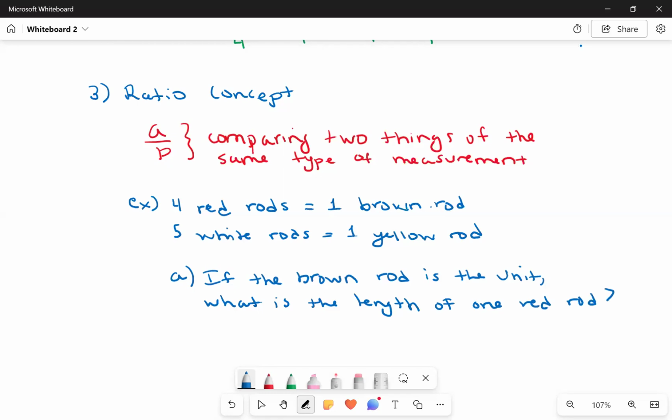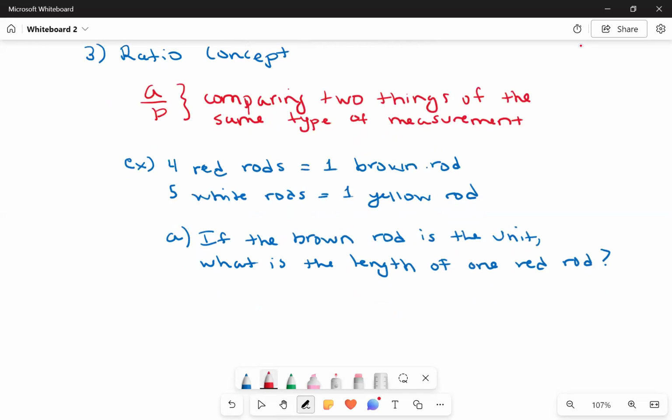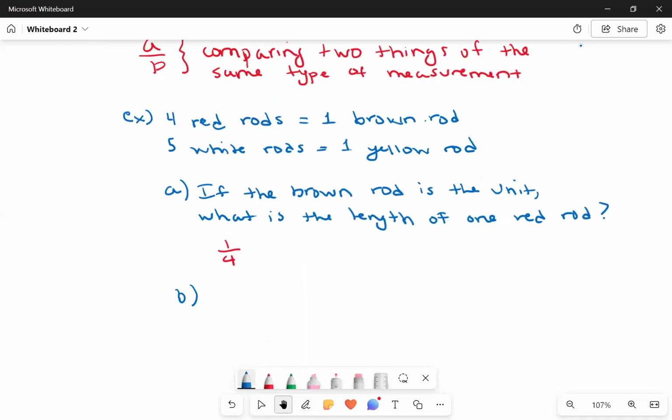So what we're saying is, if brown is supposed to be the whole, quote unquote, and 4 red rods equal 1 brown rod, then it would make sense that 1 red rod would end up being a fourth of what a brown rod is. So 1/4, and that's it. That's what they're asking. Let me give you another example just to solidify that.